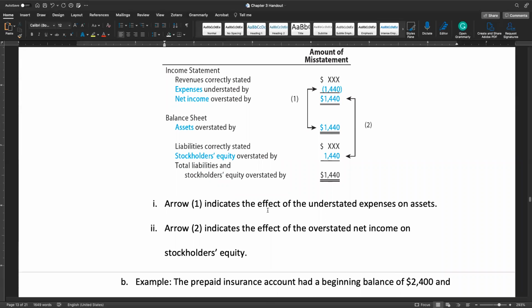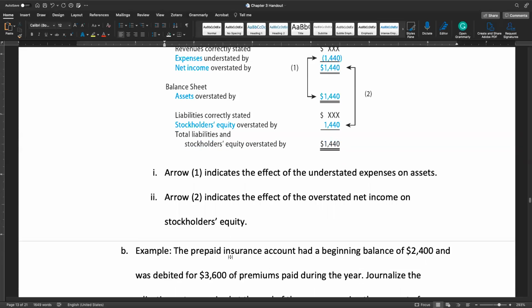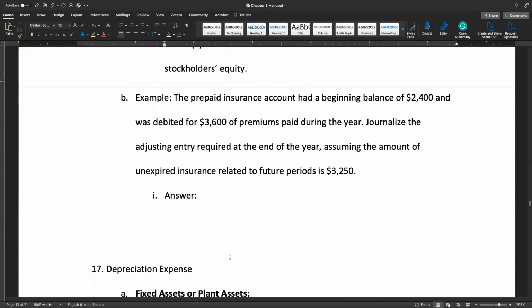So the first error indicates the effect of understated expenses on assets. Second one, overstated net income and stockholders' equity. We got one more problem we're going to do.